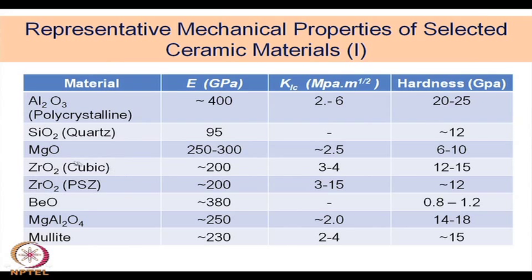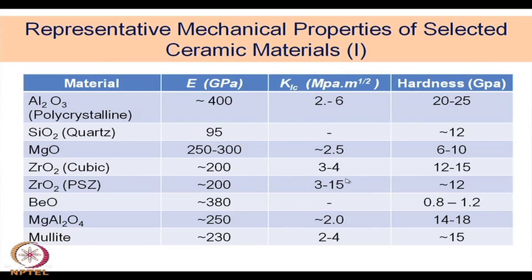Zirconia, you have two different forms of zirconia. One is stabilized zirconia or cubic zirconia, that has Young's modulus 200, and there is partially stabilized zirconia also, not fully cubic zirconia, that is a mixture of partly cubic zirconia in which you have tetragonal or monoclinic zirconia. So, Young's modulus is also more or less the same, 200, but one can see that the partially stabilized zirconia has a much higher KIC value.